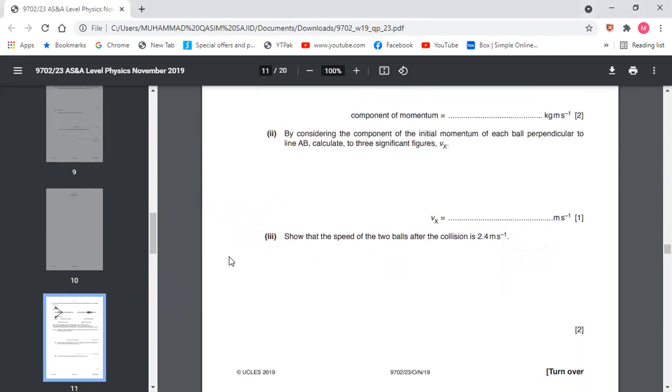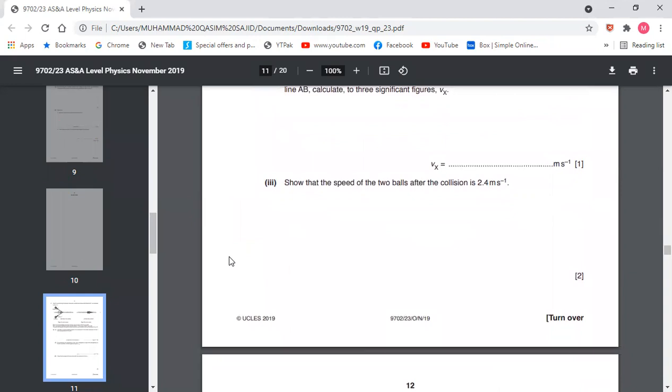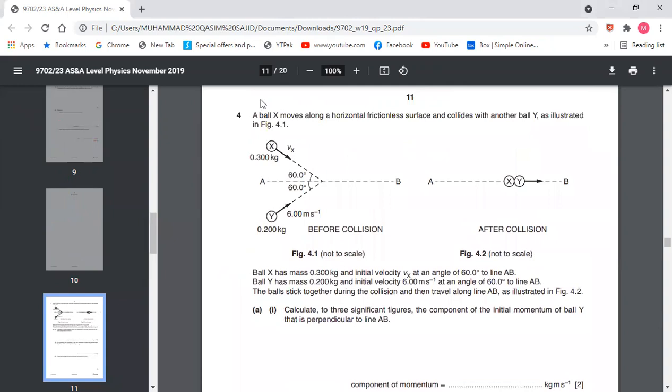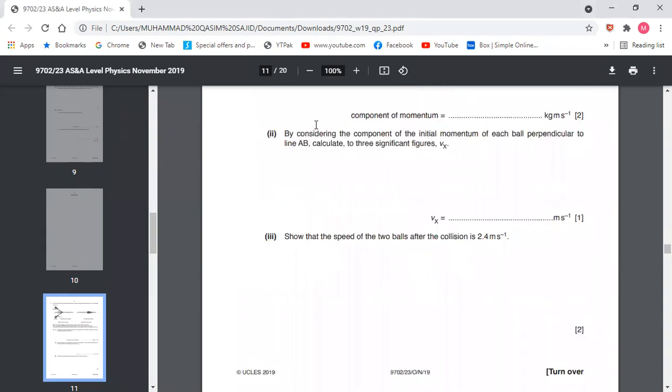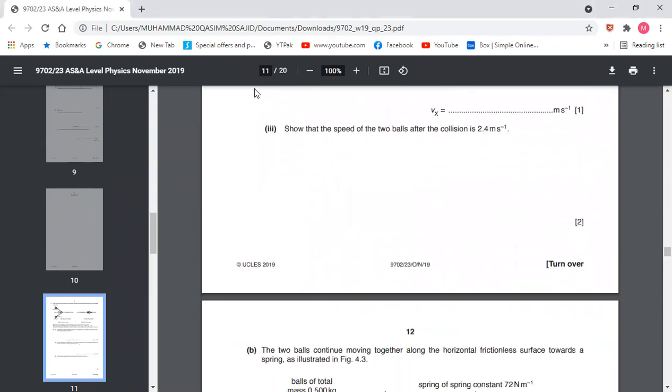Now part 3. Show that the speed of two balls after collision. After collision means this one. Now I am taking this as my system. After collision, this velocity. So I have to show that the velocity after collision equals to 2.4. So how to show it? So momentum, basically we know that initial momentum equals to final momentum according to law of momentum. So this must be described in two ways.